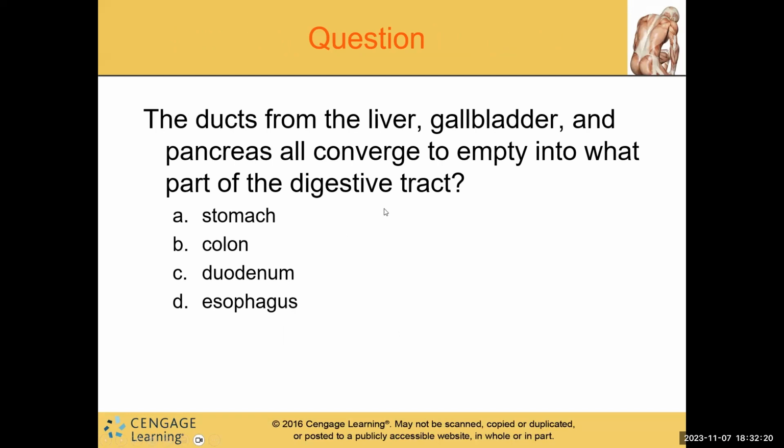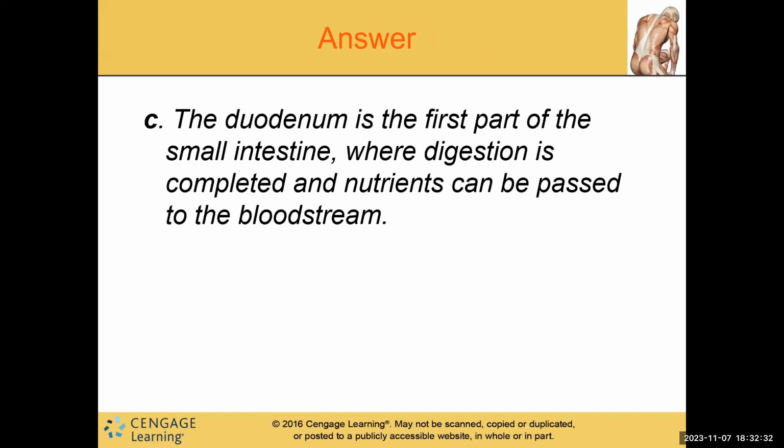Okay, so question: the ducts from the liver, gallbladder, and the pancreas all converge to empty into what part of the digestive tract? Stomach, colon, duodenum, esophagus. And the duodenum, we know it all goes into the first part of the intestine, the small intestine, where digestion is completed and nutrients can be passed into the bloodstream. So the small intestine, where it folds in and out for 20 feet, is where most of the absorption of the nutrients comes from. After that, when you go into the large intestine, that's more for elimination.